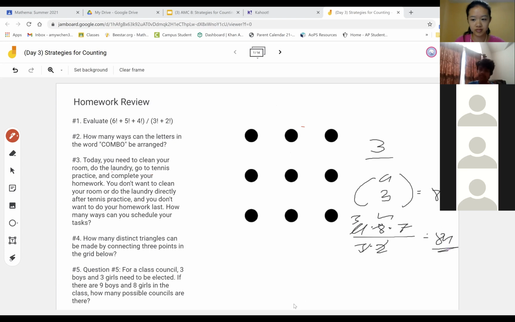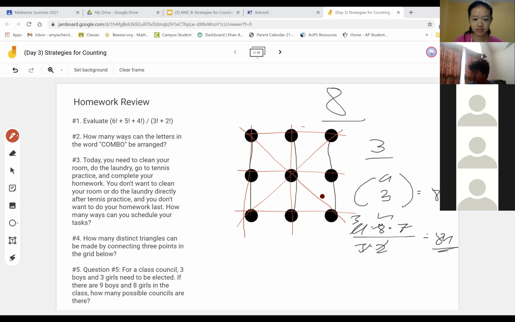But wait, there's something that we have to consider. If the 3 points were chosen like this, then that's not a triangle. It's just consecutive points. So if those 3 vertices were like this, we wouldn't have a triangle. And Amy's just gonna draw out all the possible ways that we wouldn't have a triangle, and it should sum in total. So look, 1, 2, and then 3, and 4, 5, 6, and then the diagonals. You have to consider the diagonals. So in total, there are 8 combinations in which we cannot have a triangle. So our total answer is 84 minus 8, or 76.